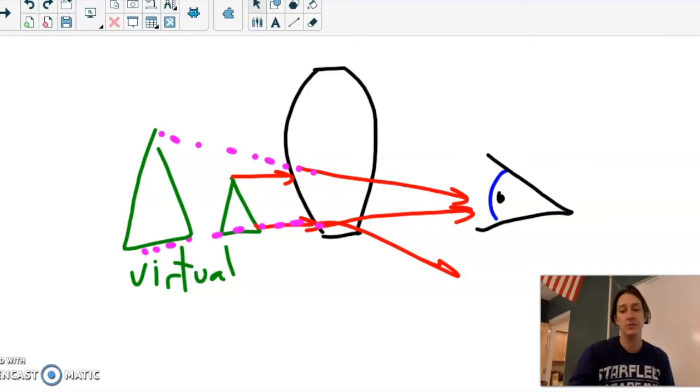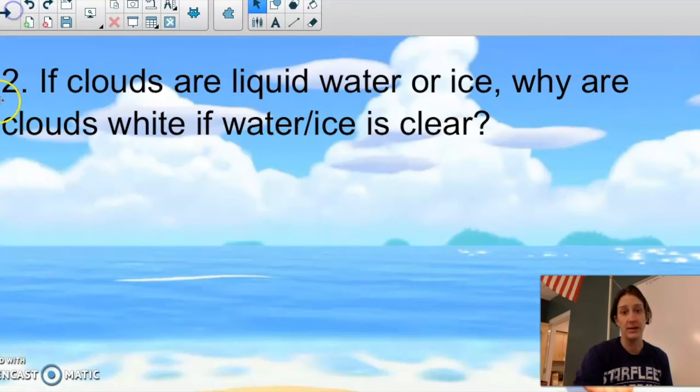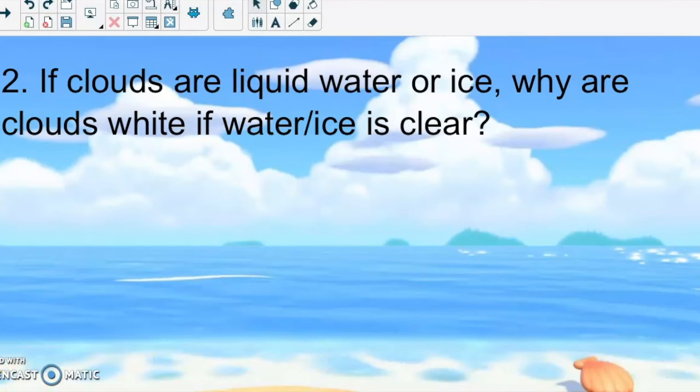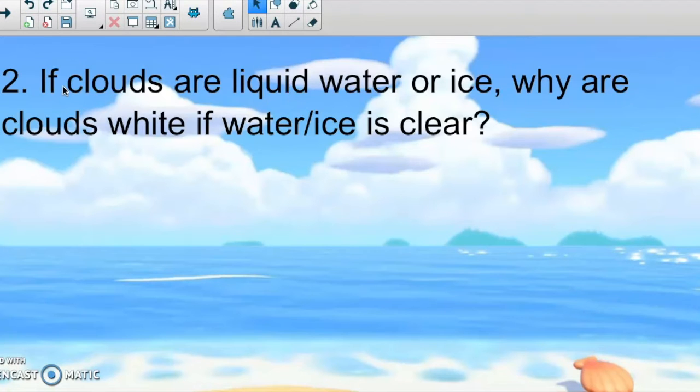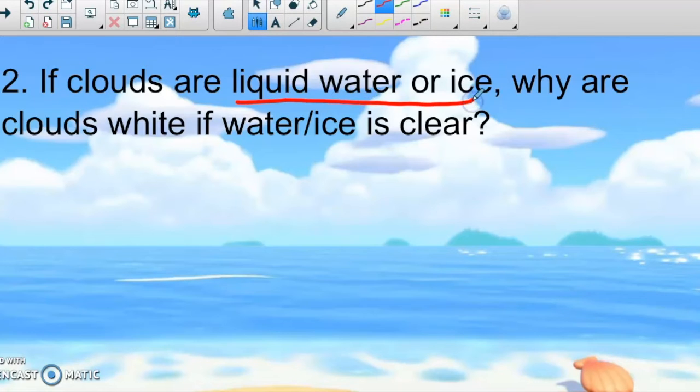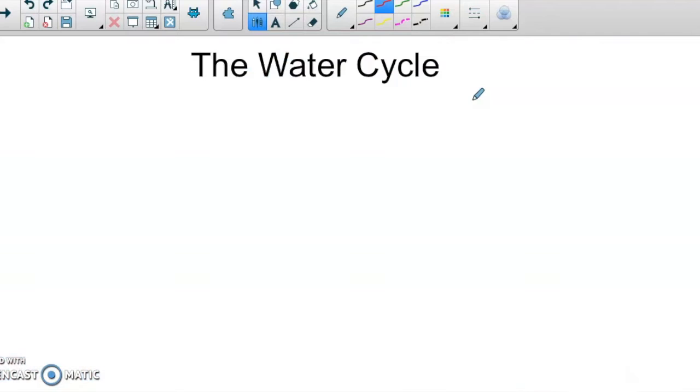And speaking of the sun's rays, that leads us to our next bucket question about light. If clouds are liquid water or ice, why are clouds white when water or ice is clear? Before we answer that question, the first thing we have to review is the water cycle. Part of this question said if clouds are liquid water or ice. And that is a concept that some people have trouble with. They think that clouds are gas, and they're not. So let's take a look at the water cycle.